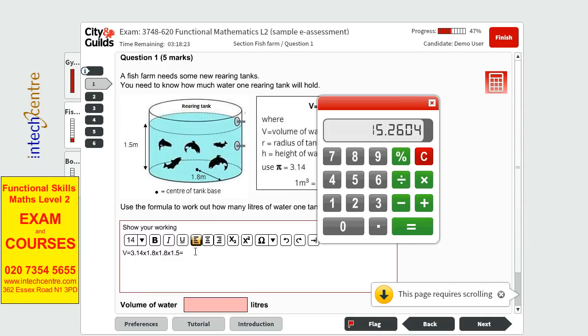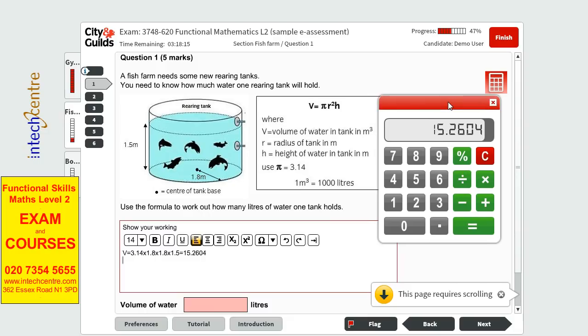And we have an answer of 15.2604 meters cubed. Now, underneath the formula, they are telling us that 1 meter cubed is the equivalent of 1000 liters. So we have to convert the meters cubed to liters, because this is what the question is asking in liters, yeah?